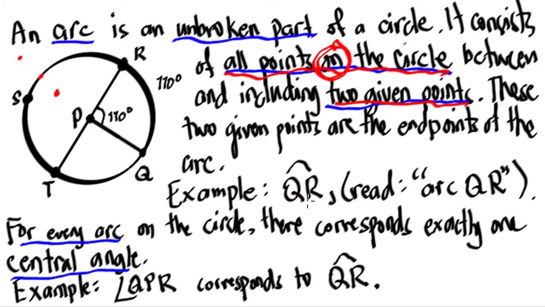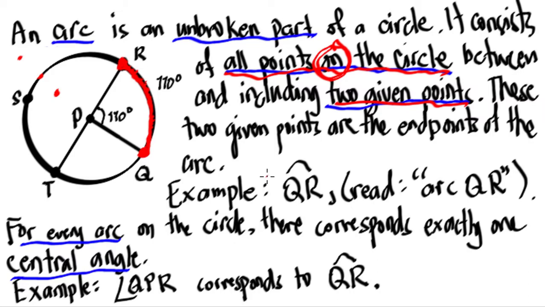One example is arc QR. We denote arcs with the letters of the endpoints and then with an arc symbol above the endpoints, connecting endpoint to endpoint. So from Q going to R, our endpoint is Q, our other endpoint is R. We read this as arc QR. So arc QR is this: we have the Q over here, we have the R over here, and this is arc QR. It consists of all the points on the circle between and including these two given endpoints, Q and R. So this is the arc of the circle, the arc QR for this instance. That's an example of an arc.